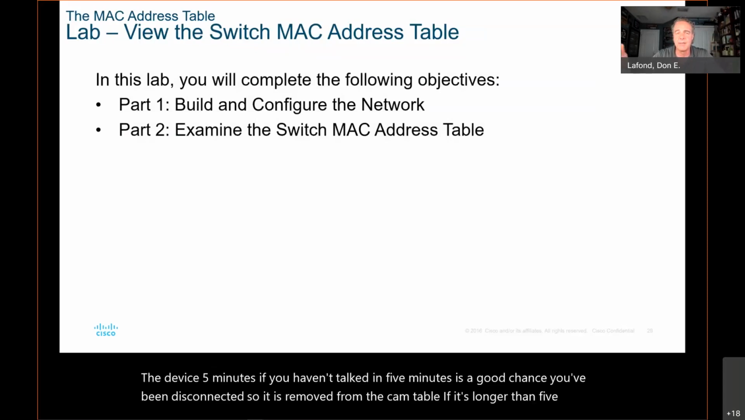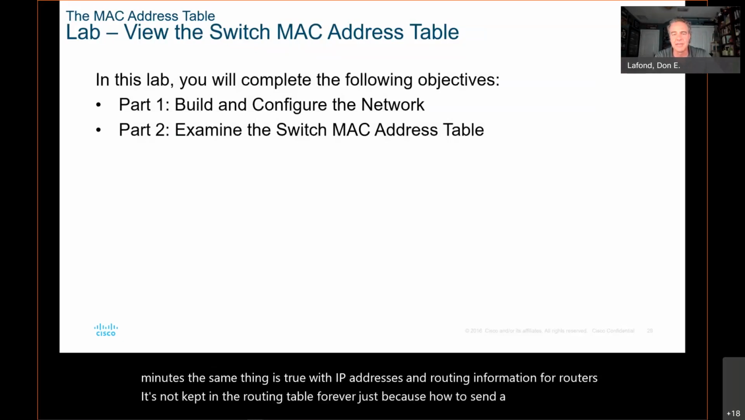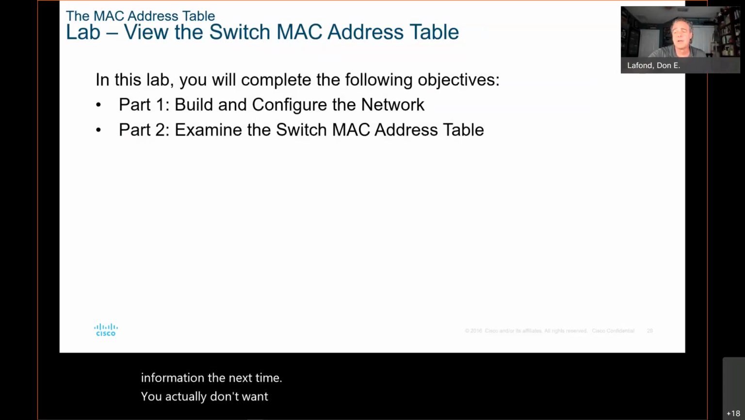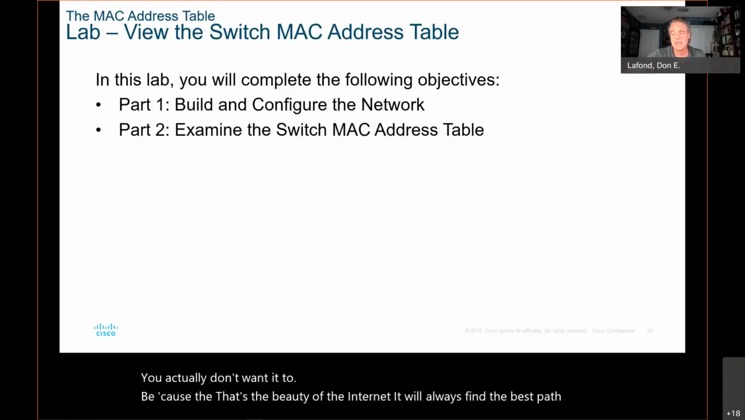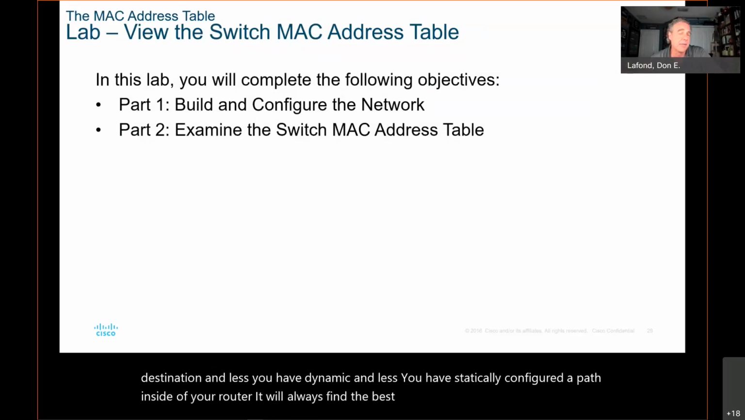The same thing is true with IP addresses and routing information for routers. It's not kept in the routing table forever. Just because you know how to send a packet one time to get to a destination does not mean your router is going to use that same information the next time. You actually don't want it to, because that's the beauty of the internet. It will always find the best path to a destination unless you have statically configured a path inside of your router. It will always find the best path, and then the next time around it could be a different best path.